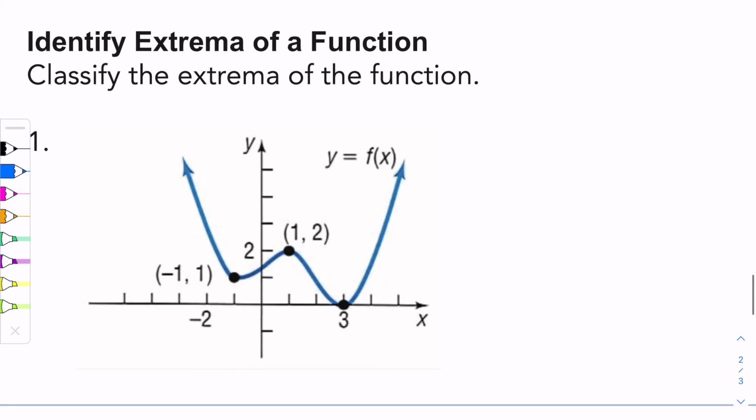If we look at our first example, we have 3 points that stand out to me. So we're going to have what appears to be 2 local minimums and 1 local max.